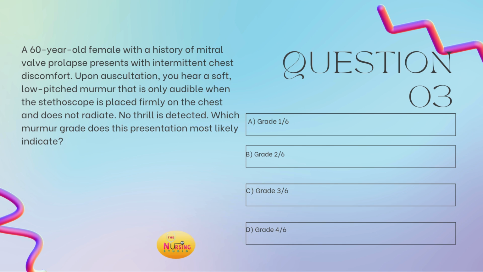Grade 1 is really, really faint. It's that soft, faint murmur that you have to place firmly and really lock in to identify, in most cases, to hear it and pick up on it. There's no thrill associated. This is grade 1 of 6 all day, every day.